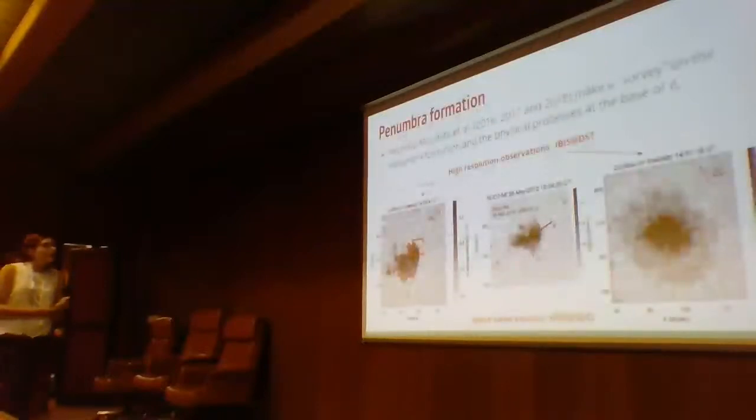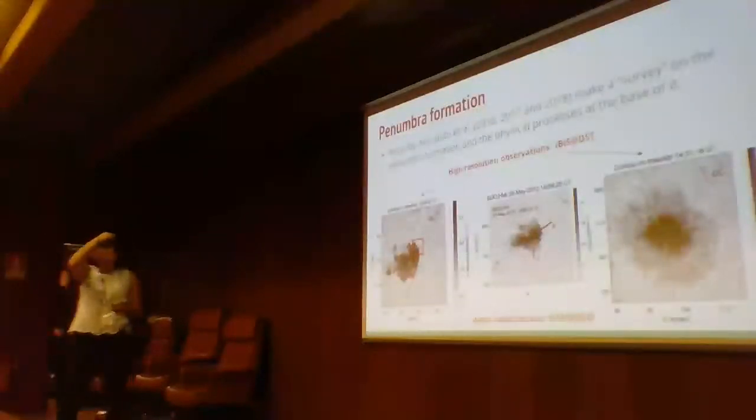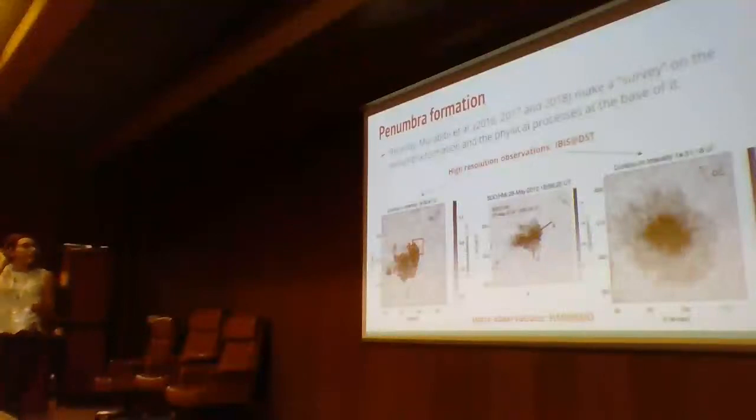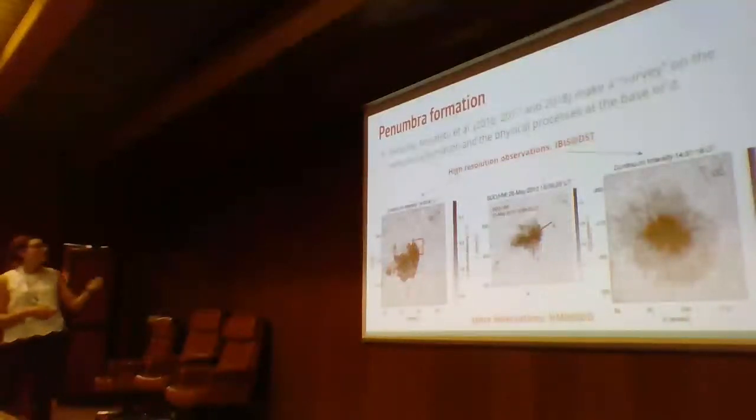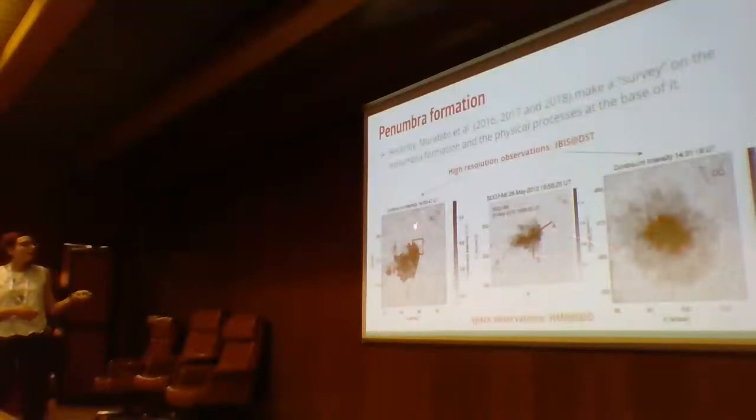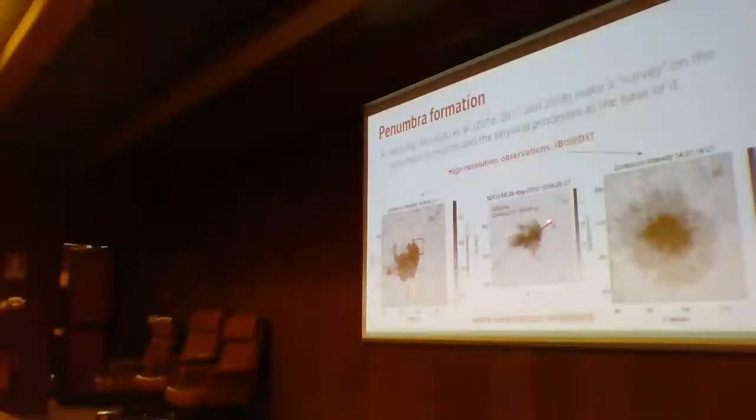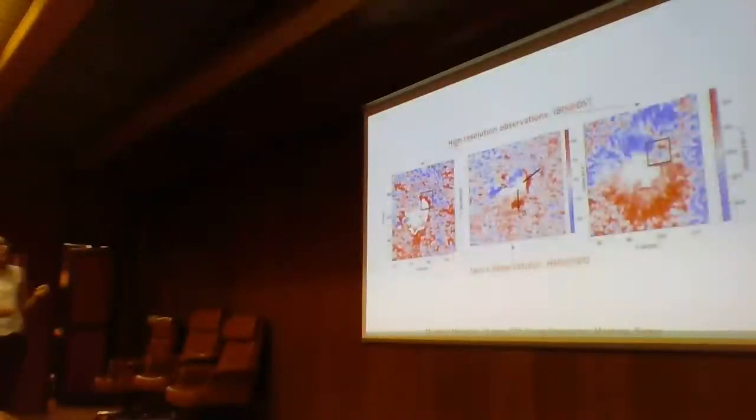So this is my PhD work. I made a survey on the penumbra formation, and I studied 3 different kinds of observations along this process. So this is the high resolution from IBIS at DST in New Mexico. So this is the core, that is the sunspot without penumbra, and this is the penumbra. And this is from space observation acquired by HMI on Solar Dynamics Observatory.